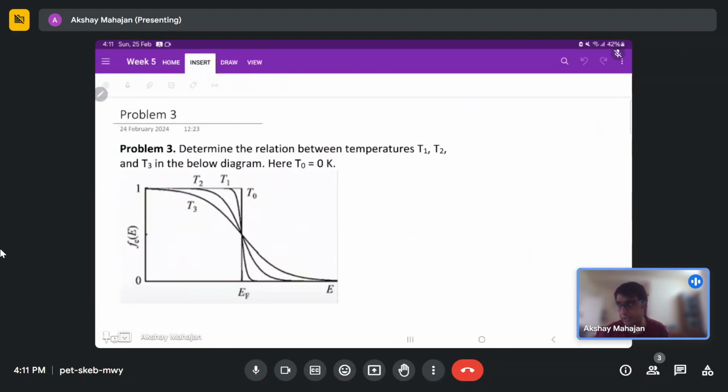Now problem number 3. In problem number 3, it is given: determine the relation between the temperatures T1, T2 and T3 in the below diagram. Here T0 is equal to 0. So we know that T0 is given here as 0 Kelvin, and for T0 we can see that it is just a step. It is 1 for E less than EF, and for E greater than EF, it is 0.